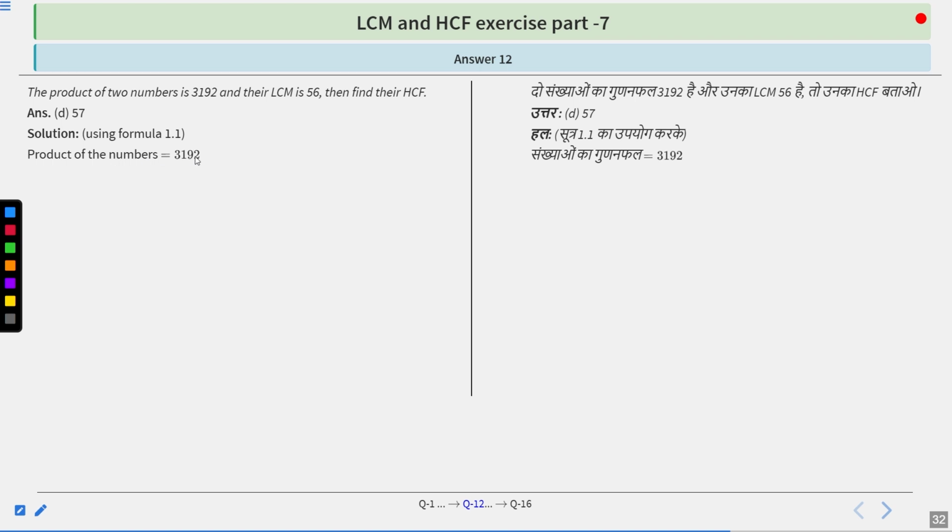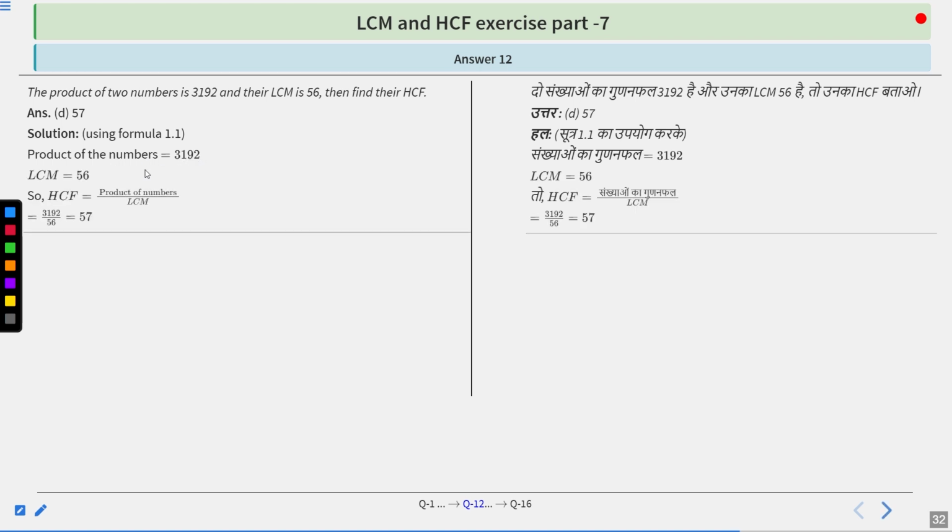Now, the product of the numbers was 3192 and LCM was 56. So by using formula 1.1, we can say that HCF is equal to the product of two numbers upon LCM. Thus, 3192 upon 56 is equal to 57, which is the HCF. Option number D is the correct answer.